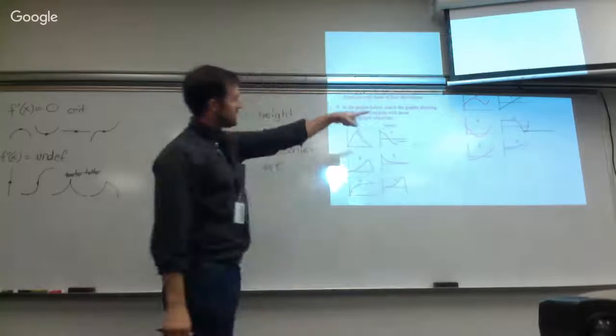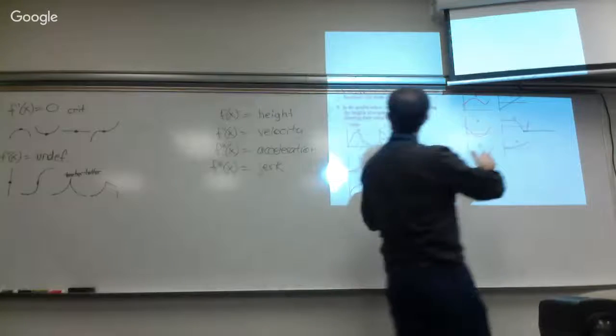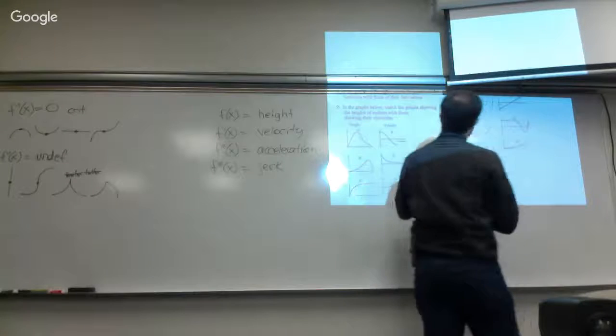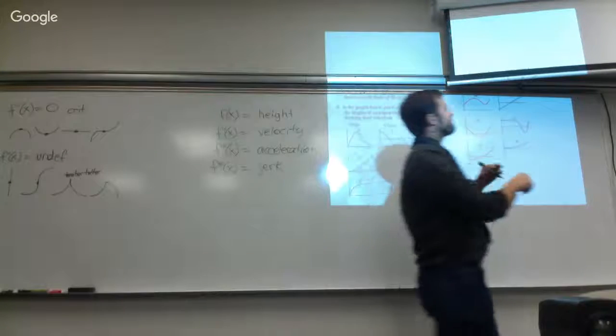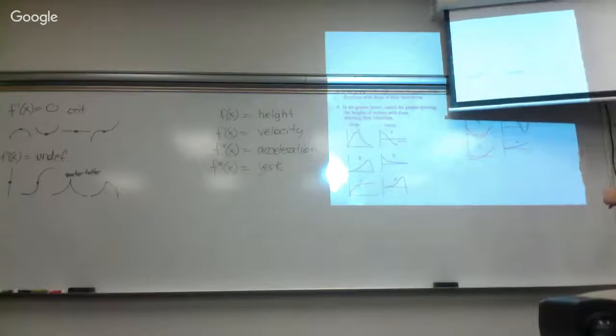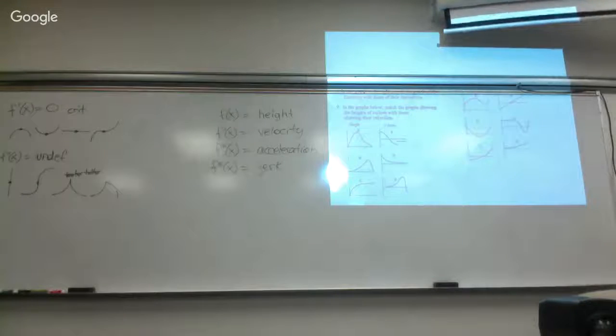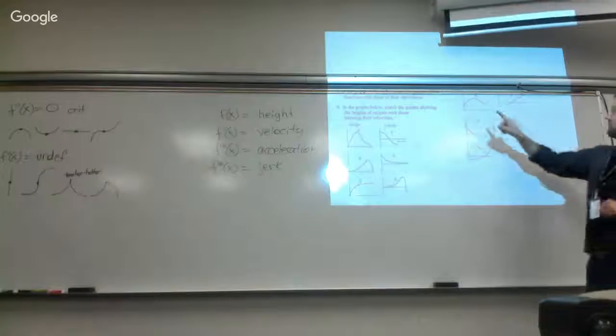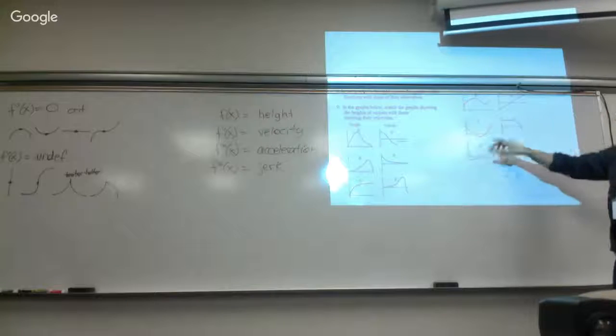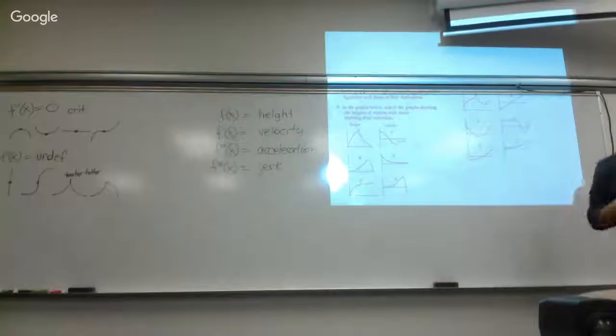So number 8 is over here for me. It says in the graphs to the right, match the graphs of the functions with the graph of the derivative. Well, this is fun. There we go. So graph A, B, and C, the derivative is either P, Q, or R. How will you identify which is which?